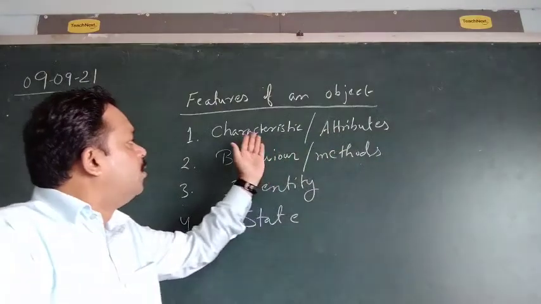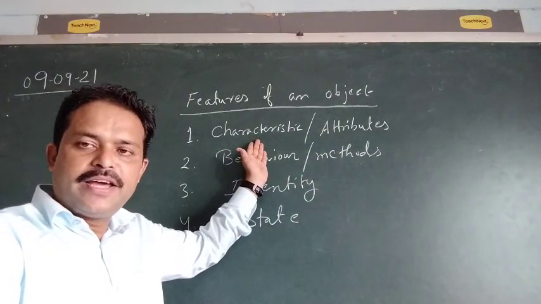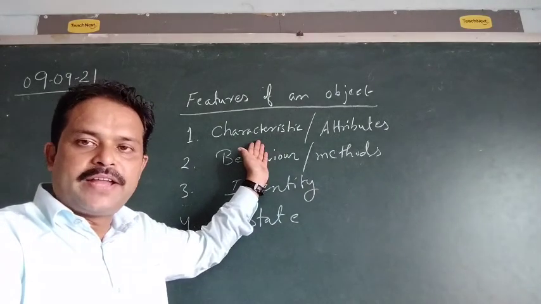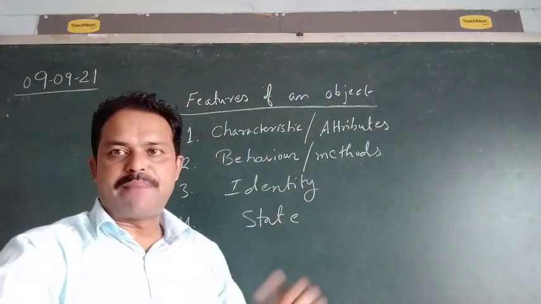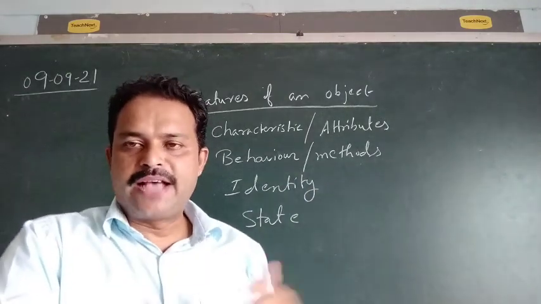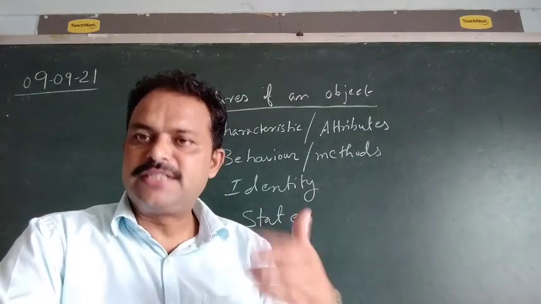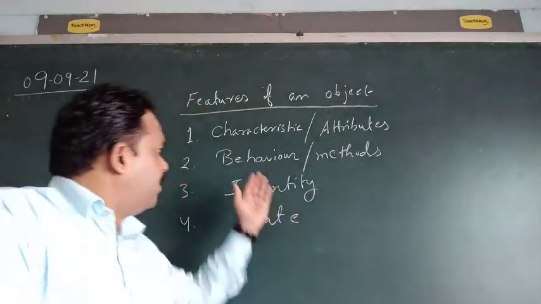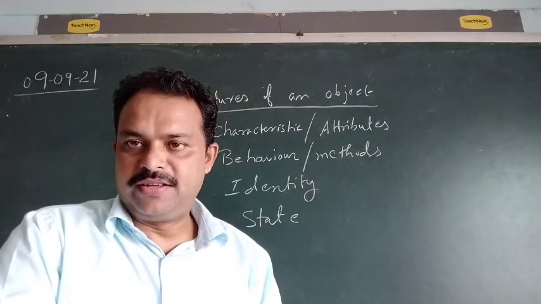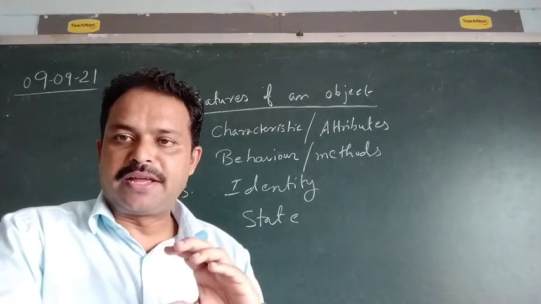Now see, this characteristic has been given here with respect to real life. If I take any example of an object, for example a parrot, what is its characteristic? It has 2 wings, 2 legs, 1 beak. That is the characteristic. Behavior: the parrot can fly. I am taking a real example.